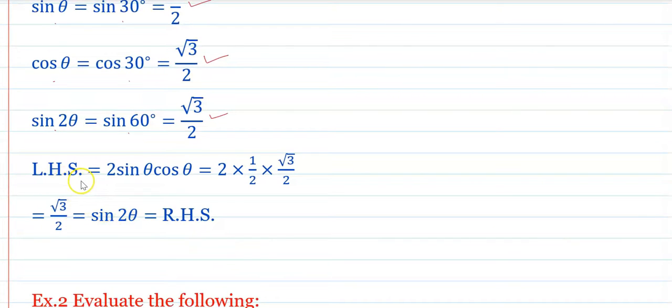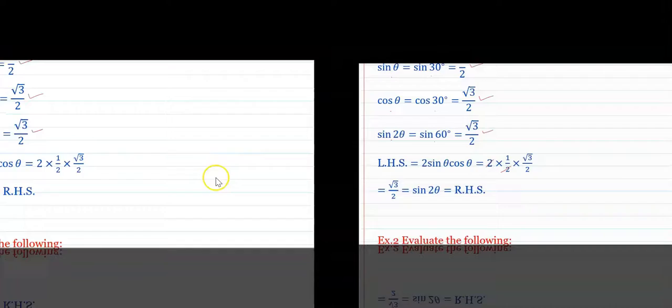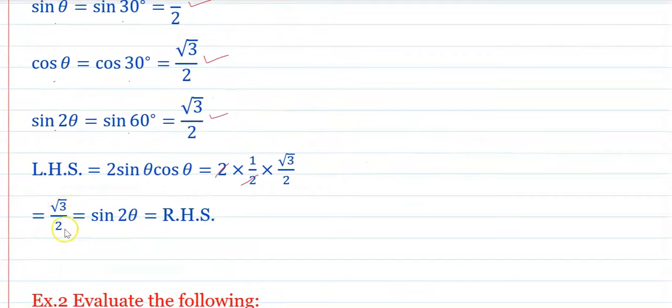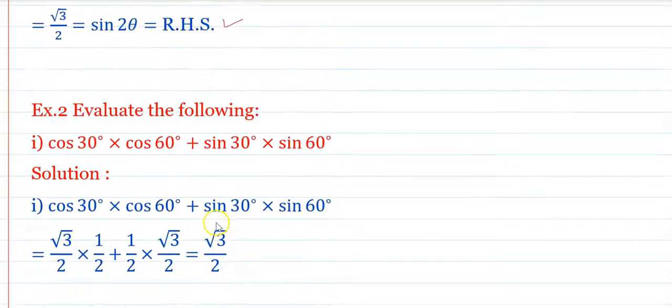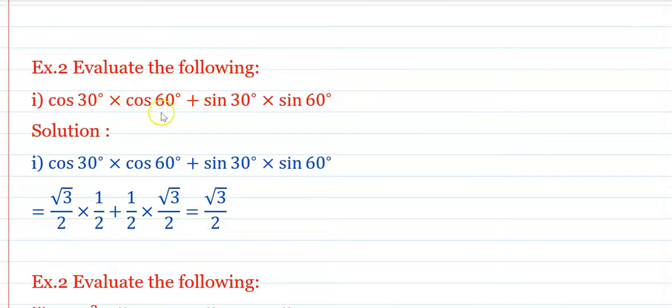Now consider the LHS. In the LHS, 2 times sin theta into cos theta, that is 2 into 1 by 2 into root 3 by 2. Here the 2 gets cancelled and you will get root 3 upon 2, and that is nothing but the sin of 2 times theta. What is the value of sin of 2 times theta? It is root 3 by 2. So if we consider the LHS as 2 sin theta cos theta, we get root 3 by 2, and that is nothing but the RHS. It's a very easy question.